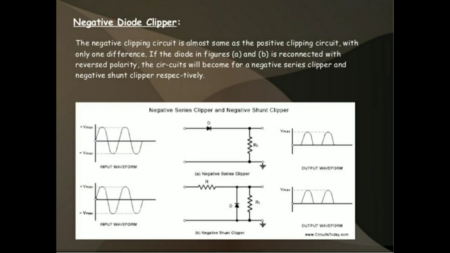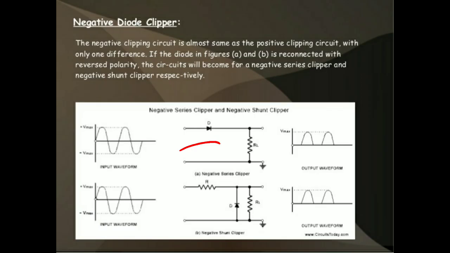negative diode clipper. In the negative diode clipper, this is the circuit diagram. This is the negative series clipper. The diode is added in series to the load resistor. During the positive half cycle, the diode is in forward bias condition. It conducts and it produces the output voltage across the load. So the output is positive.